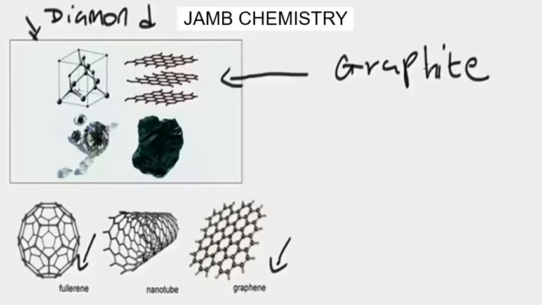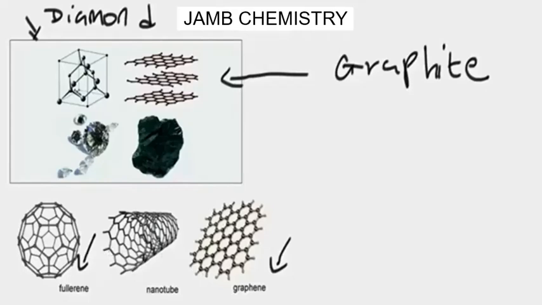Now let's look at the basic uses of graphite. Graphite can be used as a lubricant. It can be used as a writing material as well. Also it can be used in batteries. So take note of these uses of graphite. One more thing before we go to graphene: note that graphite has a hexagonal shape, in case you're asked.